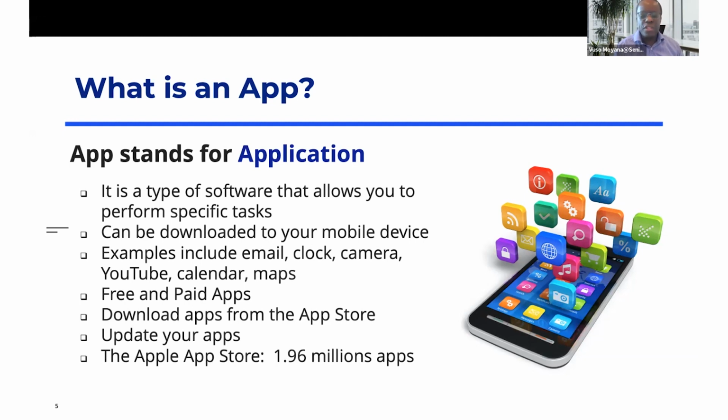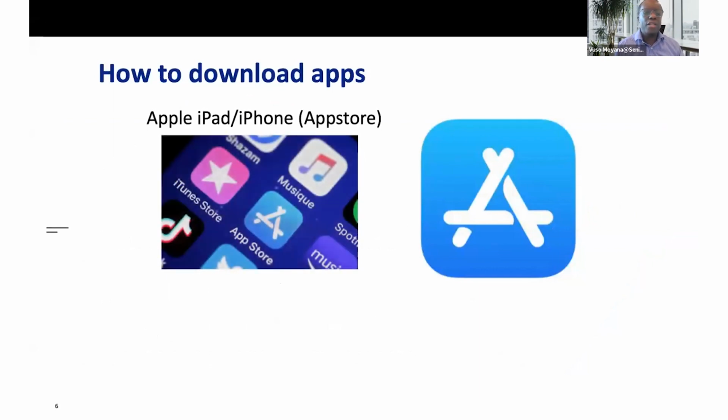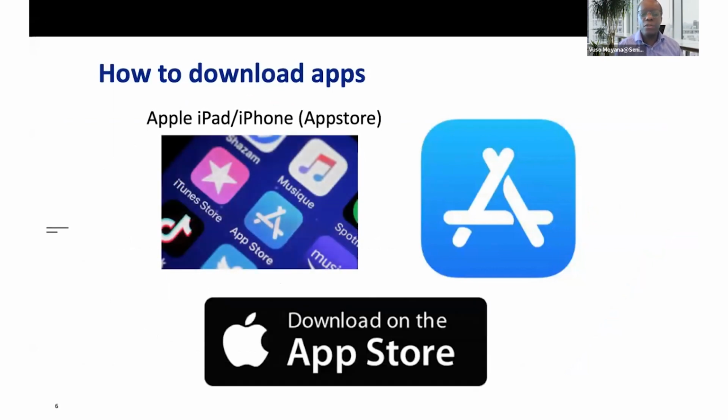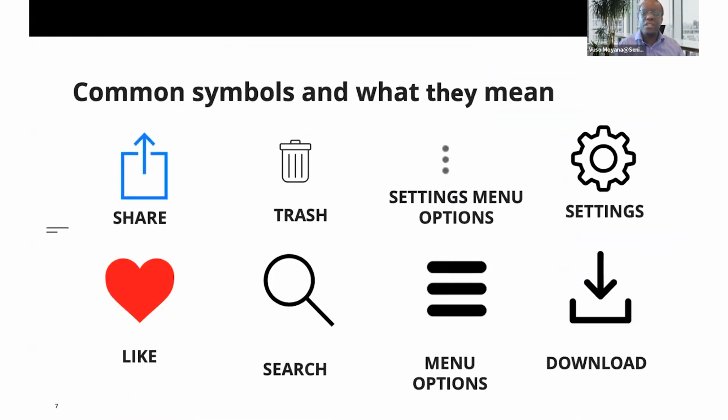There are a lot of apps in the App Store. There are over 1.96 million apps to choose from, so you can find an app for almost anything. Like I said, you will find them in the App Store, and you may have seen these signs before where it says download on the App Store. We will visit the App Store and try it out and see how it works.